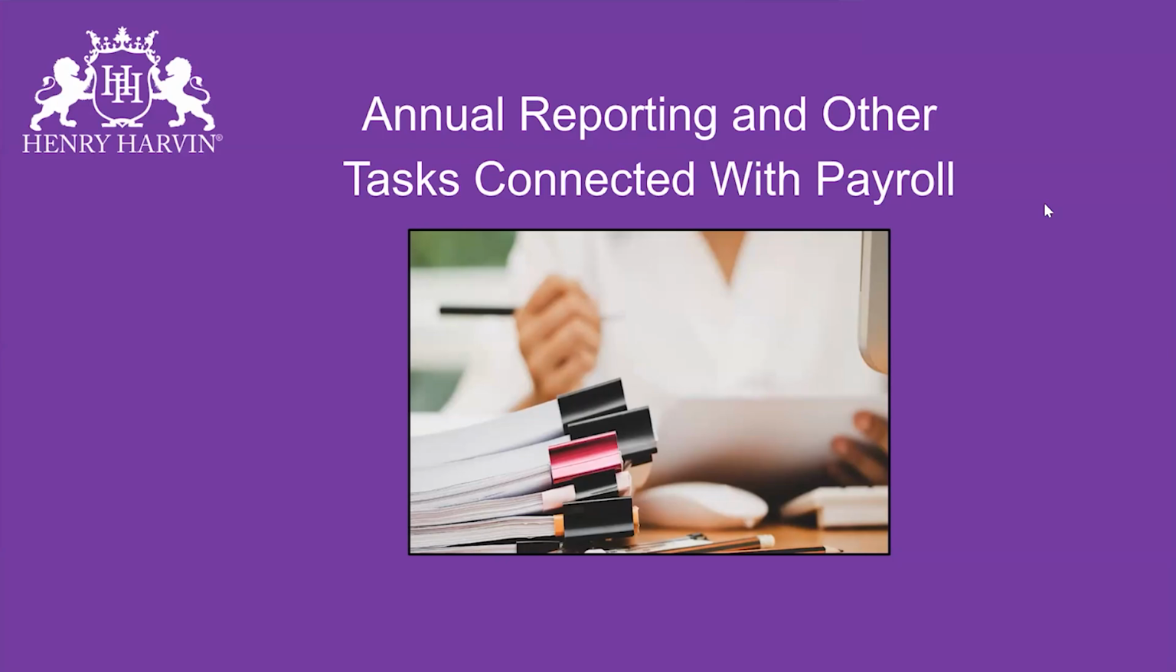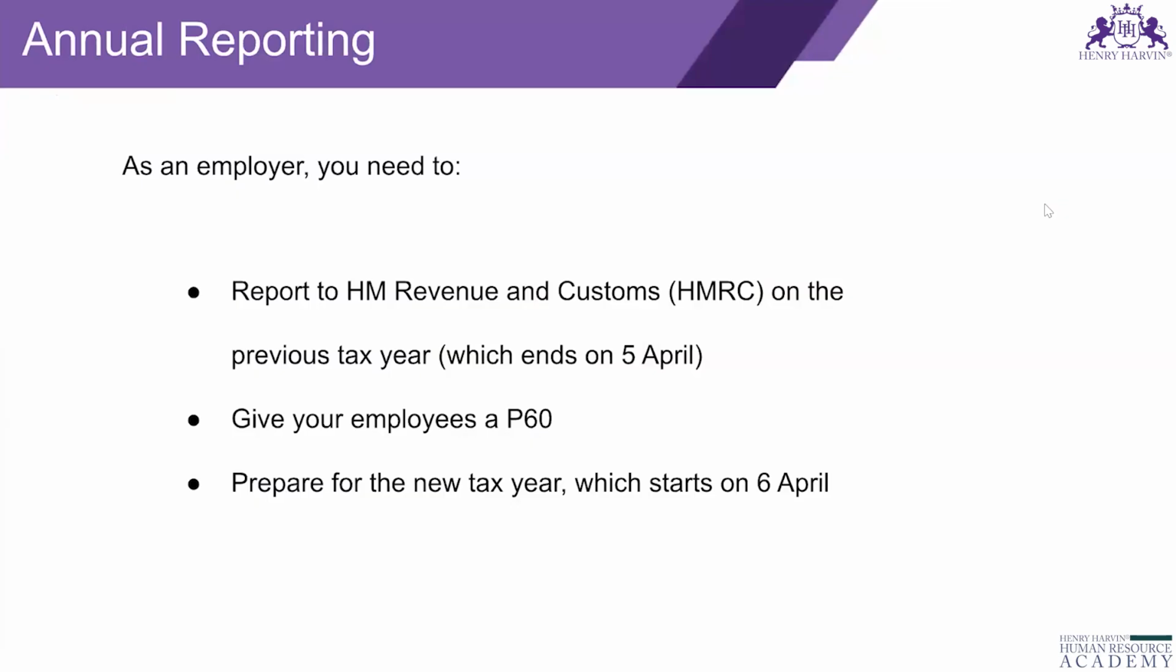Annual reporting and other tasks connected with payroll. Let's see what this is. Yesterday I told you something about P60. Here you'll come to know, as an employer, you need to report to HMRC on the previous tax year, which ends on 5th April. You have to let HMRC know that this is the year which has been closed.